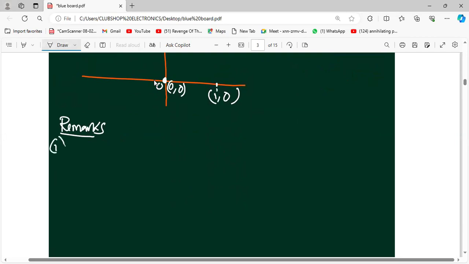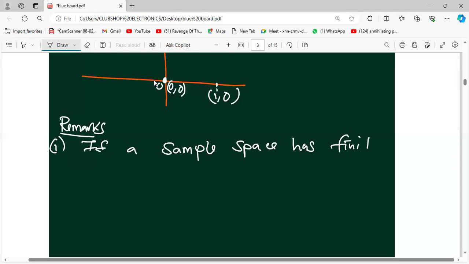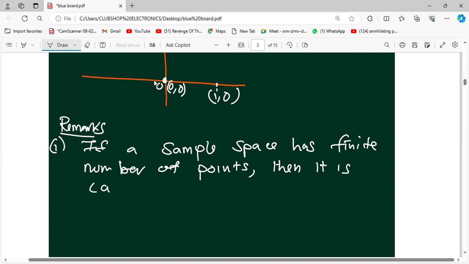Number one, that a sample space has a finite number of points. Then it is called a finite sample space.